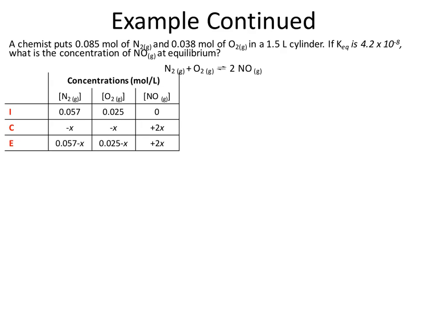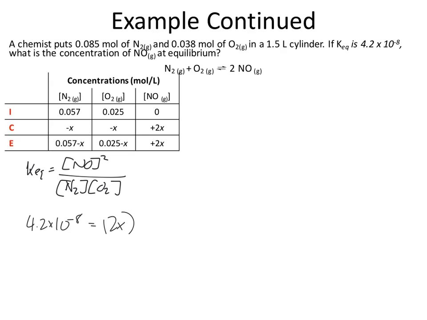So here are our values again, and our K equilibrium expression for this reaction is again products over reactants. So KEQ is going to be equal to our concentration of NO to the power of 2, because that's its coefficient, times concentration of N2 multiplied by the concentration of O2. So in this case, we can sub in our values here. Our value for KEQ is given to us right over there. So we get 4.2 times 10 to the negative 8, and that's equal to 2x bracket squared. Again, don't forget those brackets. That's a common mistake people make. Over 0.057 minus x times 0.025 minus x.